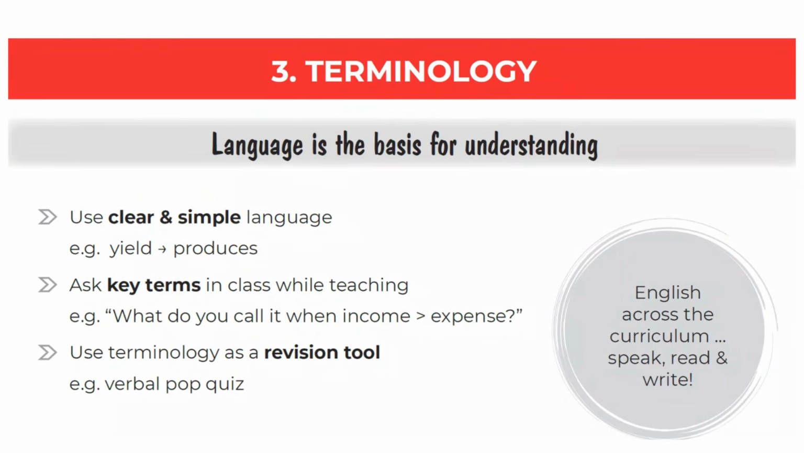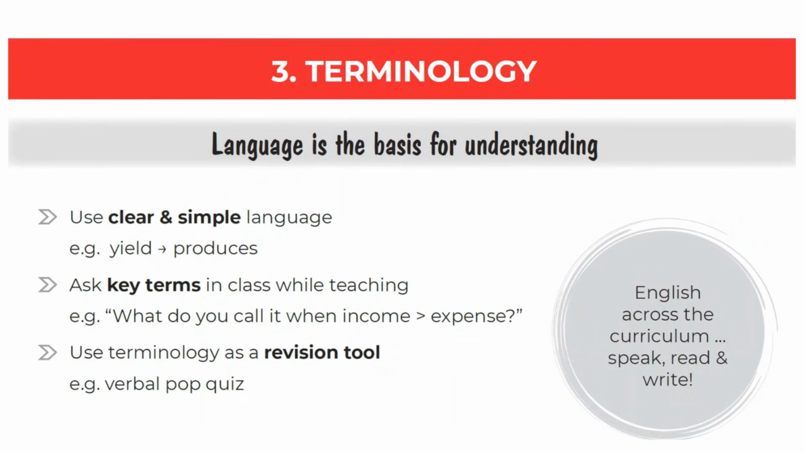So for example, instead of saying a crop yields 2 tons of grapes, a lot of your students won't know what yield means. So use simple language. Well, a crop produces 2 tons of grapes. They understand that. Then ask key terms in class while teaching.